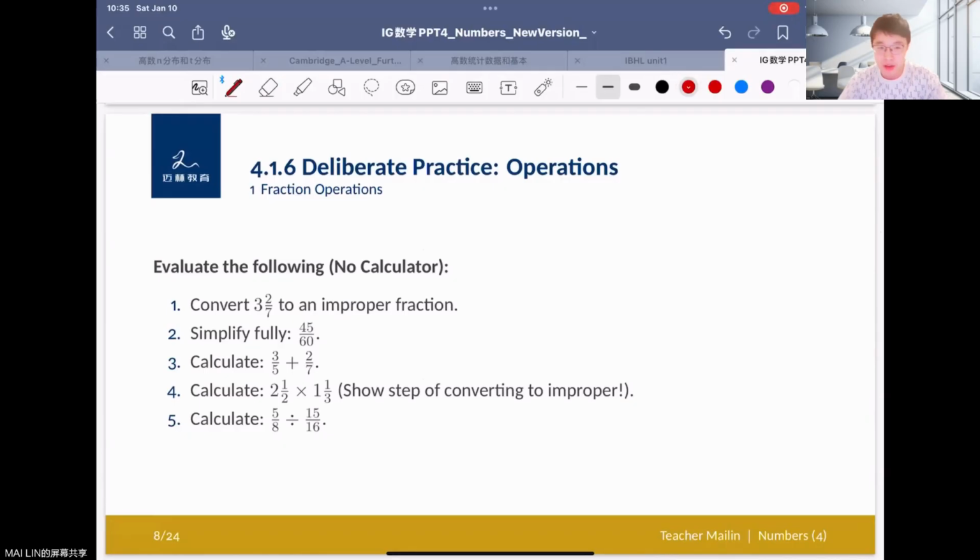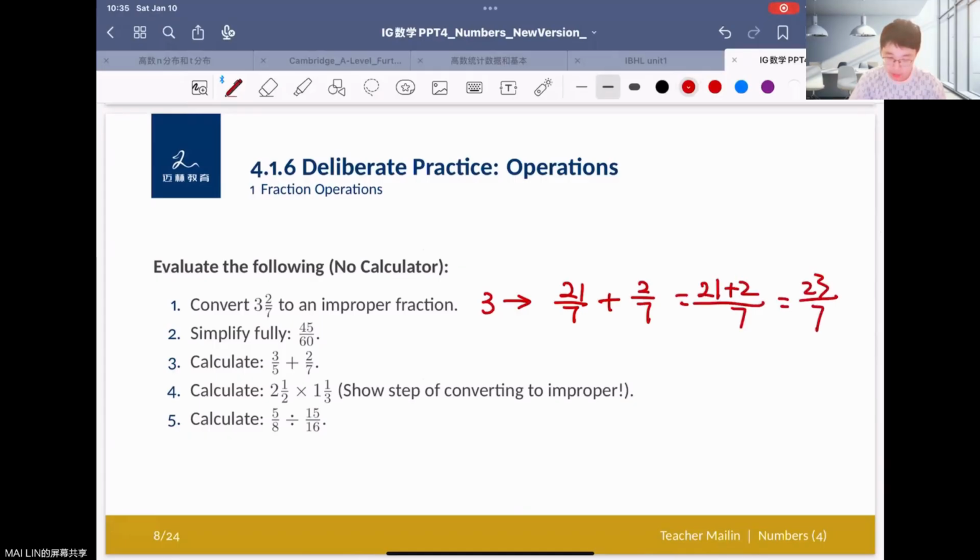Okay, so the first problem here is to convert 3 and 2 over 7 to an improper fraction, right? For this problem, you can first write down 3 and switch it into 21 over 7, right? That is for the first part. And then we add this 2 over 7, right? So the denominator is 7, and 21 plus 2 is 23, so the answer is 23 over 7. Okay, this is the first question.